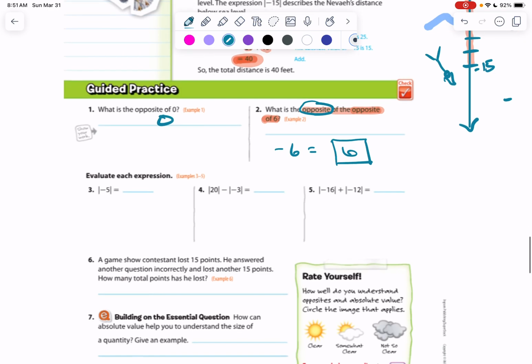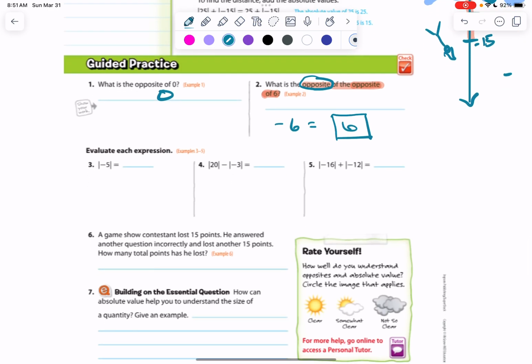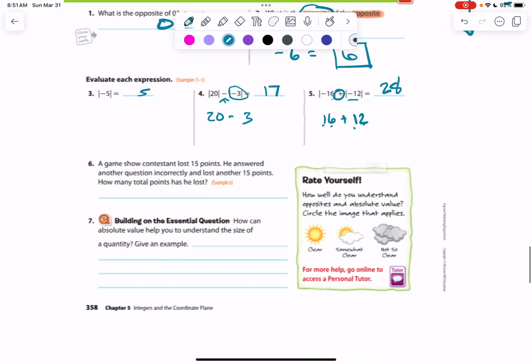Okay? Now let's evaluate these expressions. So this says the absolute value of -5, which is how far from 0? That's 5. Now we have an equation. The absolute value of 20 is 20. The absolute value of -3 is 3. It says to subtract. 20, take away 3, 17. And another, the absolute value of -16 is 16. The absolute value of -12 is 12. It says to add. So that's 10, 20, 26, 27, 28. Good. Okay, now for the word problems.